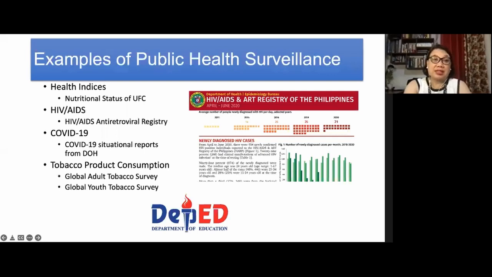To give you some examples of ongoing public health surveillance in the country, we have health indices, registries, situational reports, and reports of product consumptions. So for example, we have nutritional status of under 5 children. We have the HIV/AIDS Antiretroviral Registry of the Philippines, and we have the COVID-19 situational reports from the DOH, which we check on a daily basis since 2002.